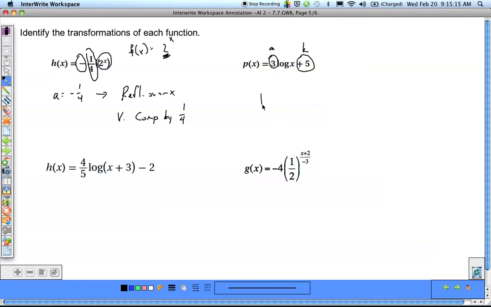Well, when A is 3, that is a vertical stretch by 3, and our K is 5, that means that we are going to be taking this graph and moving this graph up 5.